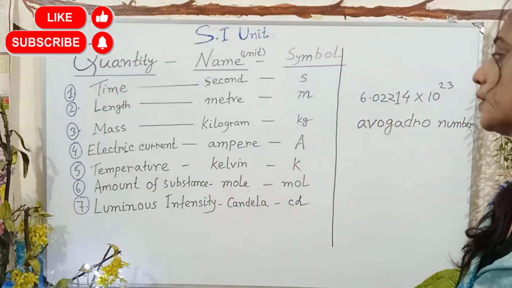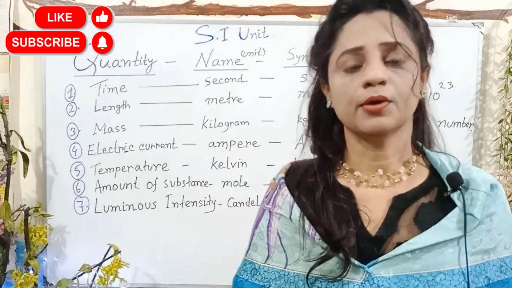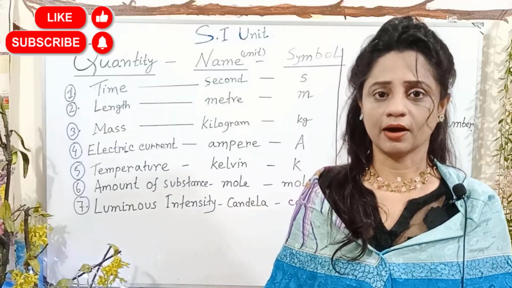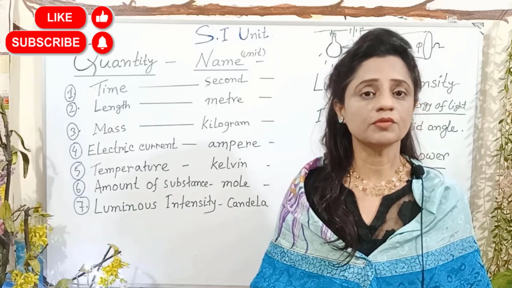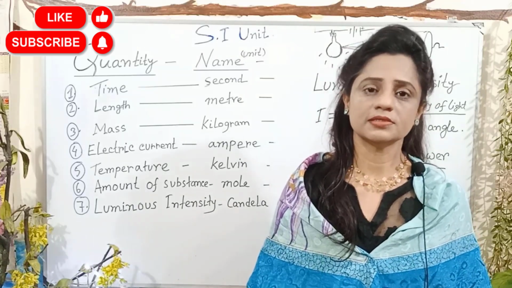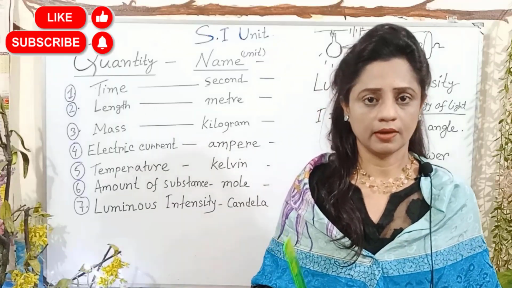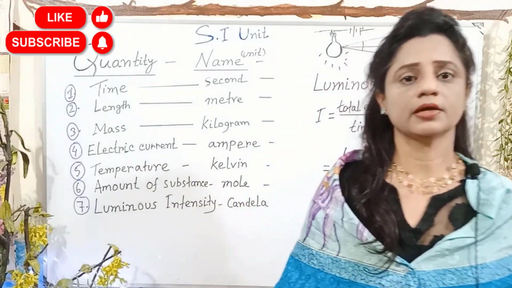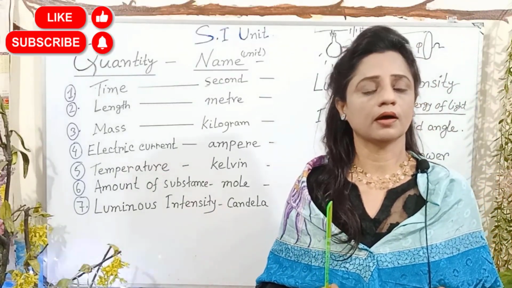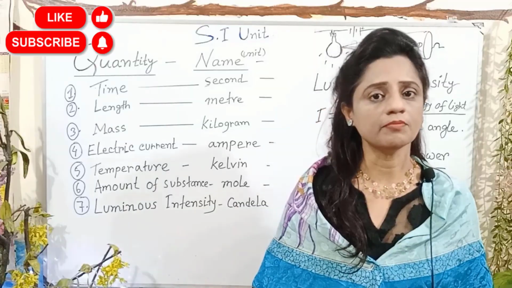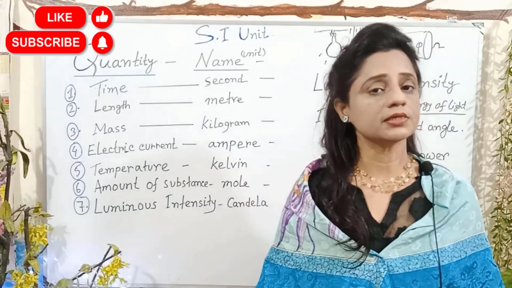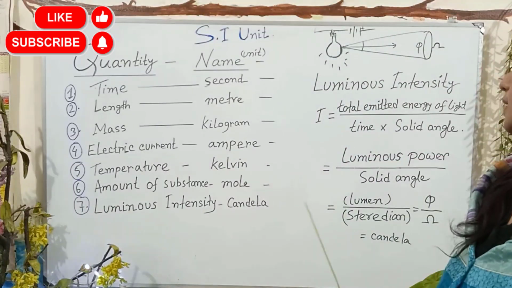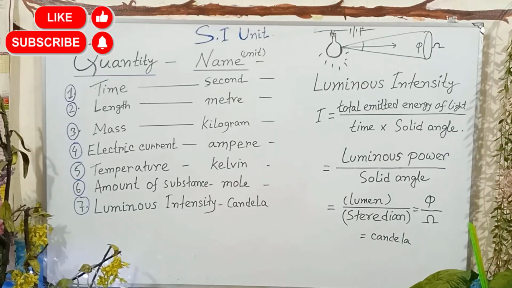And then comes luminous intensity. Luminous intensity is quite uncommon to us, I think. The unit of luminous intensity is candela. Now what is luminous intensity? Luminous intensity is the total amount of light energy that is emitted in a particular direction per unit of time and per unit of solid angle. Again, luminous intensity is the total amount of light emitted per unit of time and per unit of solid angle in a particular direction.